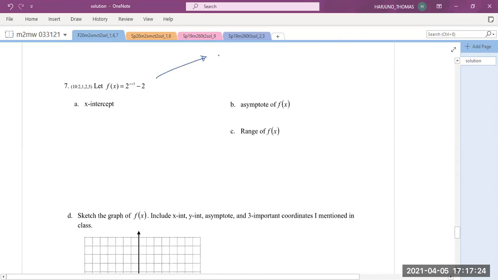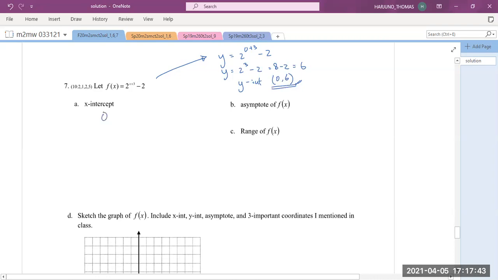The y-intercept should be easy, right? y equals 2 to the power of 0 plus 3, minus 2. That's just for the purpose of graphing. 2 cubed minus 2, that's 8 minus 2, that's 6. So the y-intercept is (0, 6).